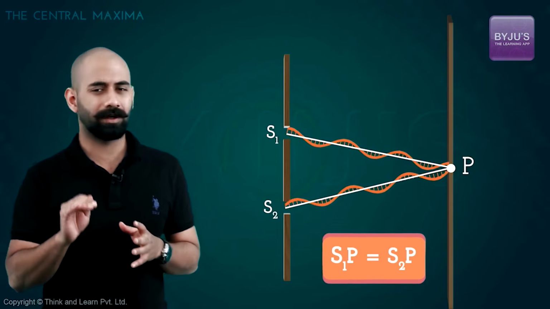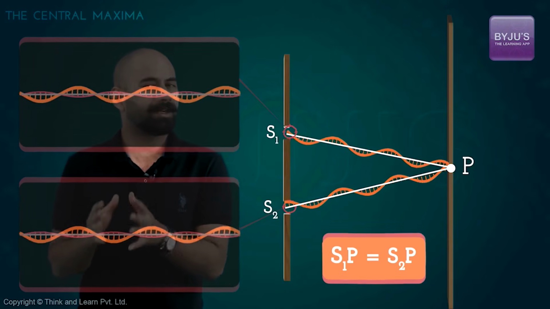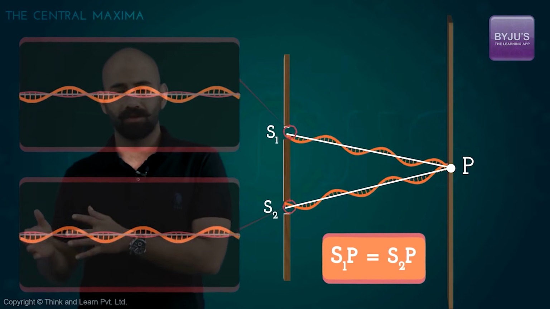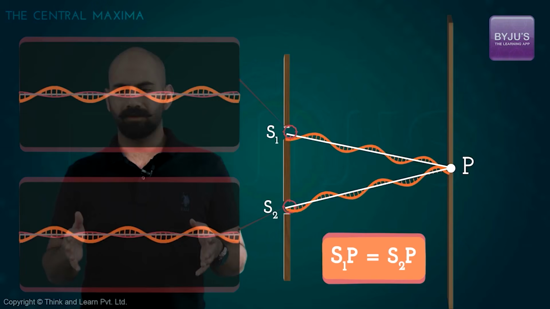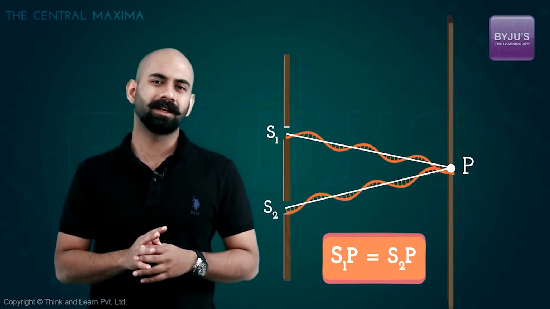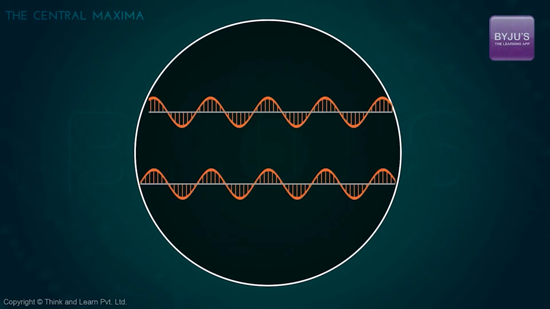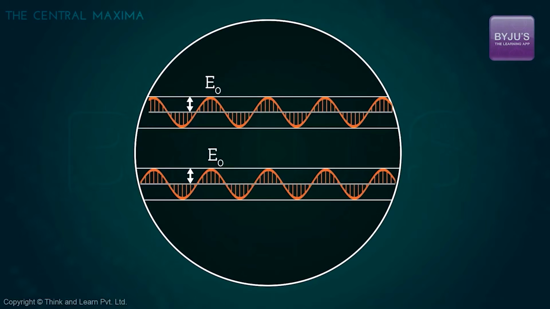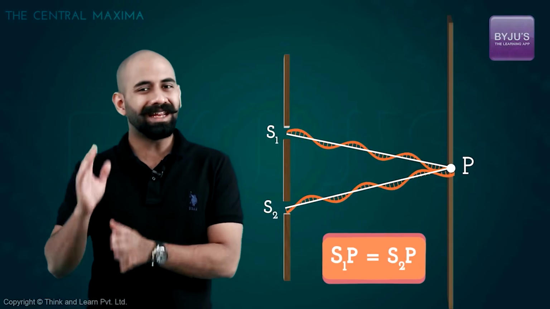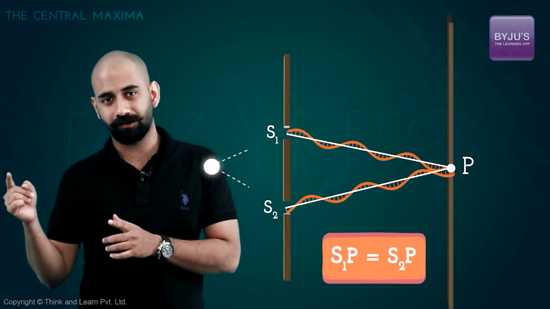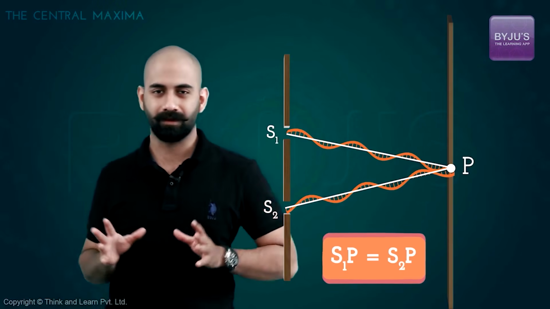Let's also analyze these waves a little. First of all, these waves are electromagnetic waves. They're not mechanical waves like the ones we considered in the previous case. They are waves of varying electric and magnetic field. Let's not worry about the magnetic field right now and only talk about the electric field. Let's say that the amplitude of both these waves is the same, and let's call it E0. Also, when they start from S1 and S2, they will be in phase because S1 and S2 are equidistant from the source.